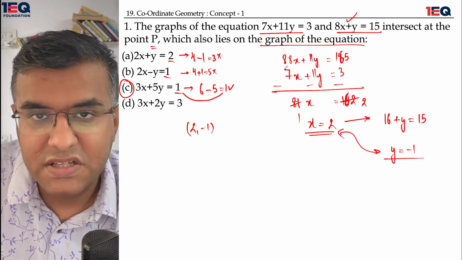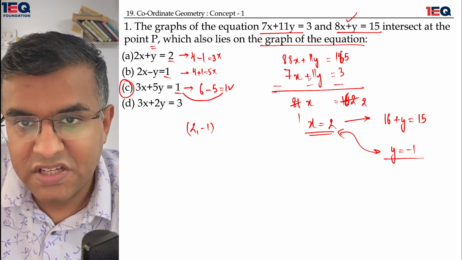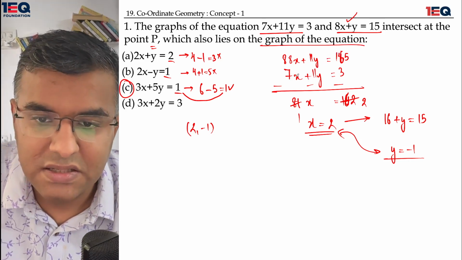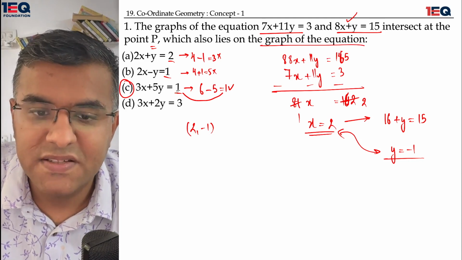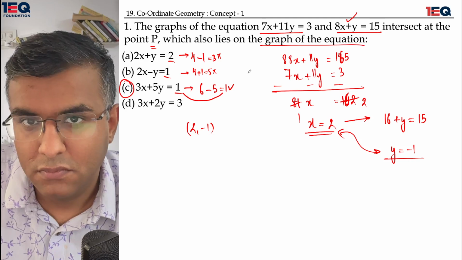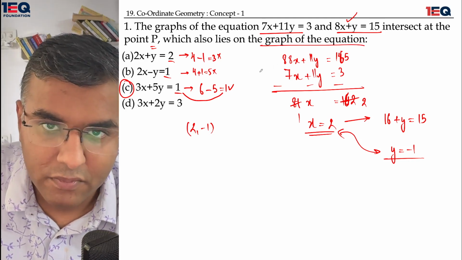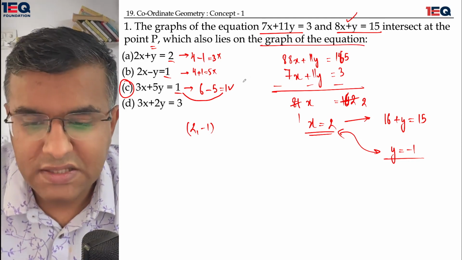So the line which is also passing through the point of intersection of the two given lines has the equation 3x plus 5y is equal to 1. Okay, this was the answer that I was looking for. Got it? Let's move on.